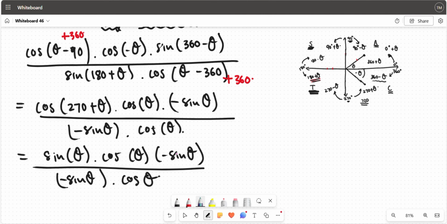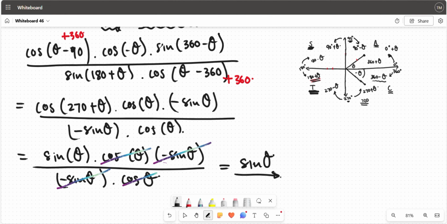Then now I can start cancelling. I'm cancelling this whole negative sine theta with this whole negative sine theta. I'm cancelling these cos with that cos. And so my final answer for this guy will just be a positive sine theta. And there we go. So that's how reduction works.